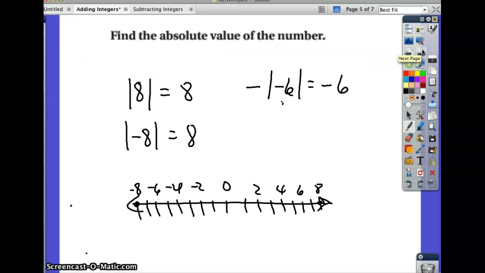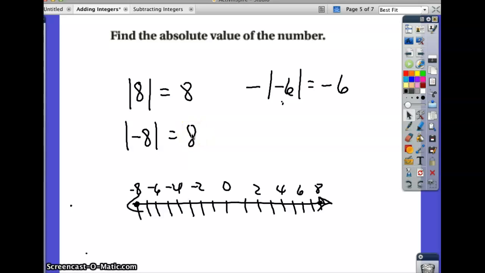Here's a couple of examples. Find the absolute value of the number. So here, this first one, to find the absolute value of 8, it's positive 8, because again, distance can never be negative. So you have negative 8. Again, it's just the distance from 0 on the number line. So in this case, the distance from 0 to negative 8 is 8. So again, distance can never be negative.